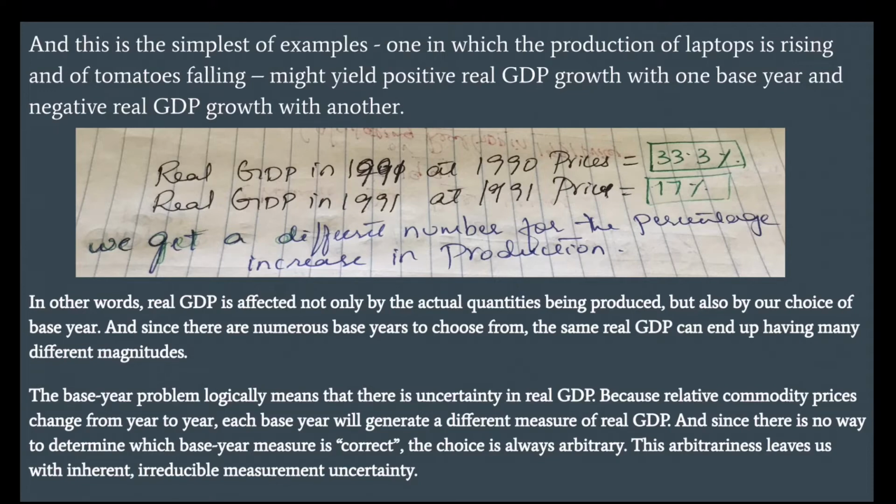So in the example we saw that the price of tomatoes increased in 1991 from $2 to $4, and the price of laptops decreased in 1991 compared to 1990. So each base year will generate a different measure of real GDP, and since there is no way to determine which base year measure is correct, the choice is always arbitrary. This arbitrariness leaves us with inherent and irreducible measurement uncertainty.